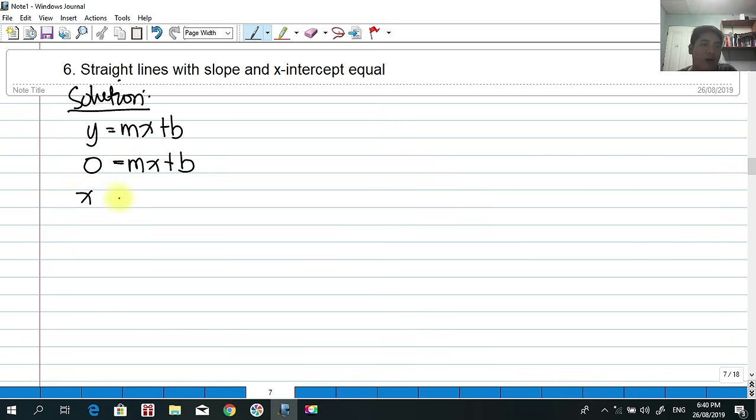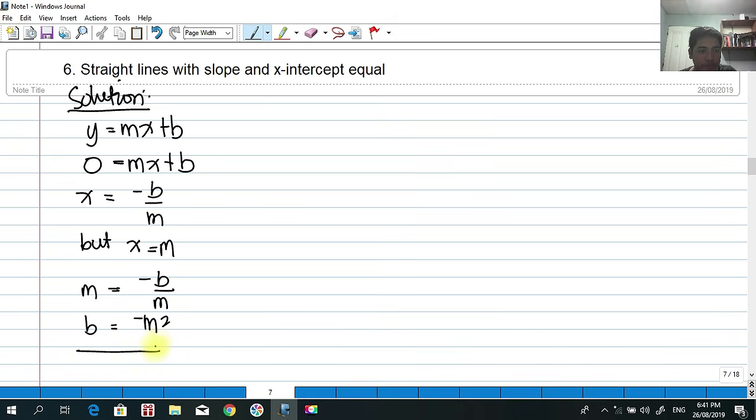X here would become equal to negative b over m, of course. But it says, according to the condition, that the x-intercept is equal to the slope. So, we're going to substitute x is equals to m. Might as well we have m is equals to negative b over m, so that we have b is equals to the negative of m squared. Okay?